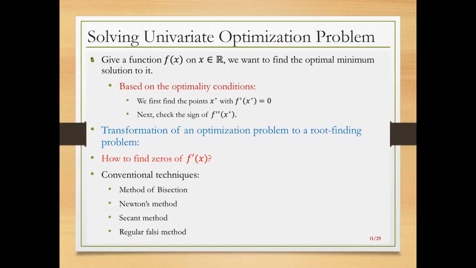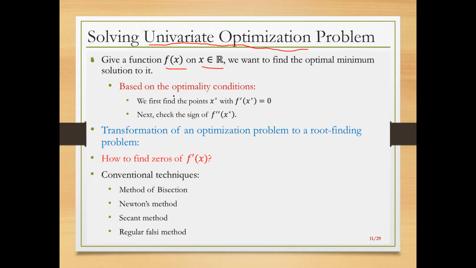Okay, now let's look at some techniques used to solve univariate optimization. We start with the easiest case. So if you have a function in terms of X, where X is only one variable, not a vector, let's look at some techniques that allow us to solve such problems. Given a function f of X, where X is in R, a scalar variable, we want to find the optimal minimum solution. I've given you a function and I ask you to find the optimal minimum of that function. So you have to find the point at which the function would have the minimum value.